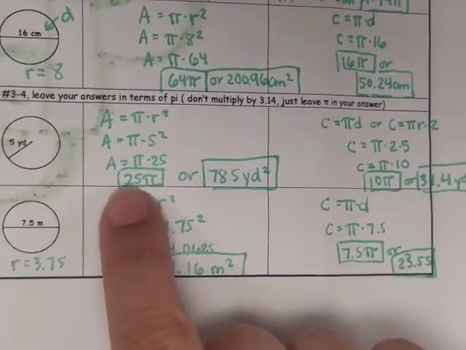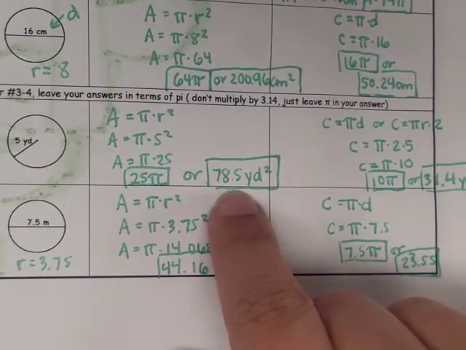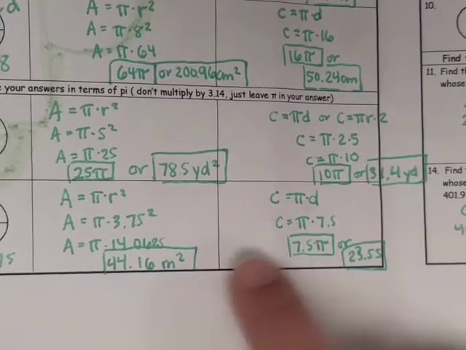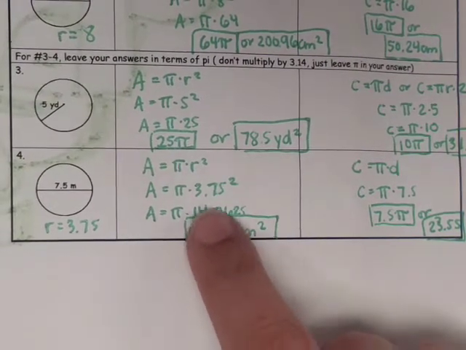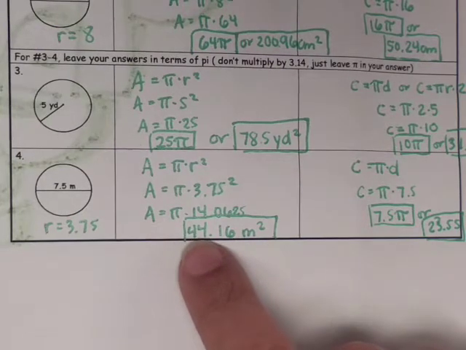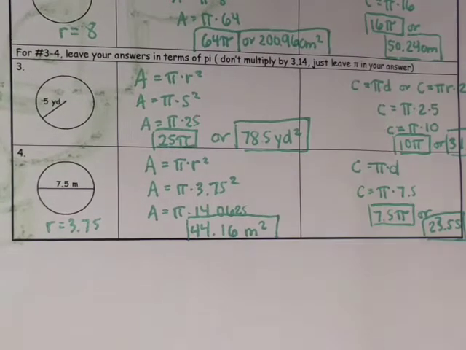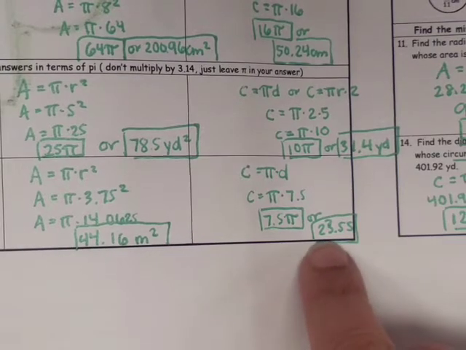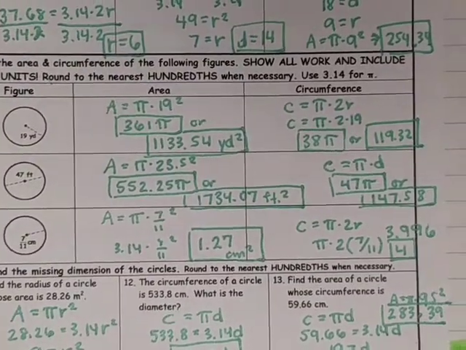All right, here are the answers for the problems that you did on your own. For number 3 on the left side, 25 pi, or if you multiply by pi, 78.5 yards squared. The circumference is 10 pi, or 31.4 yards. For area for number 4, I did not leave in terms of pi because the decimals were too long anyways, so I just went ahead and did the full numerical answer of 44.16 meters squared. And then the circumference, I left in terms of pi, 7.5 pi, or 23.55 meters.